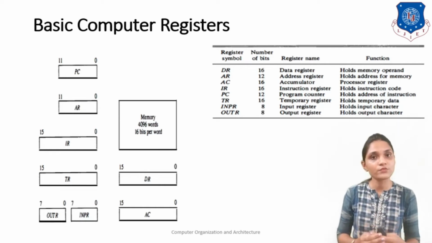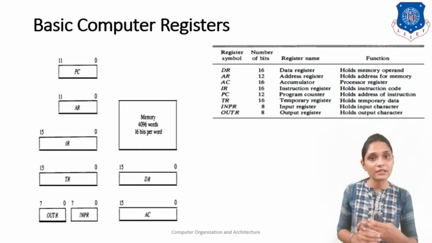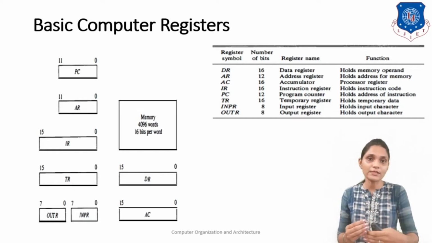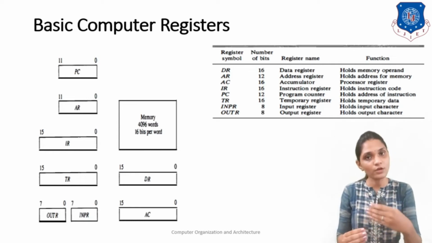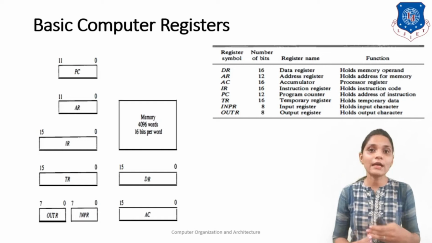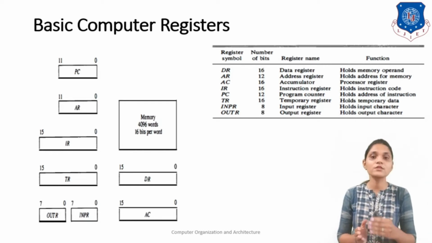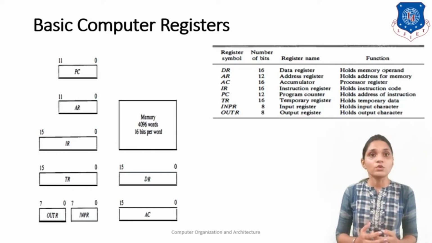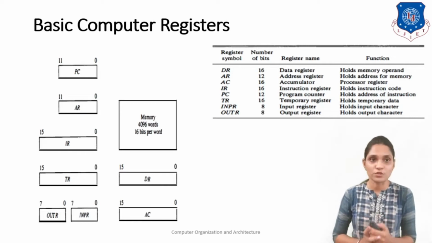The DR register is for storing data, and it is generally used for arithmetic and logical operations, where one data item will be in the accumulator and the other data item you will require to store in the data register or DR register. OUTR and INPR are registers for the input and output operations. They will store your input character and output character. These are the basic registers which we are going to use for designing our basic computer.